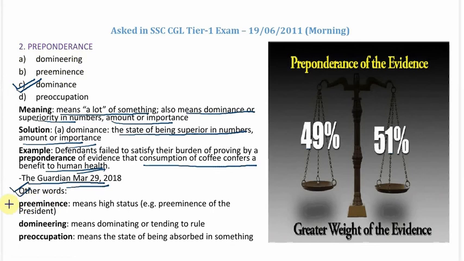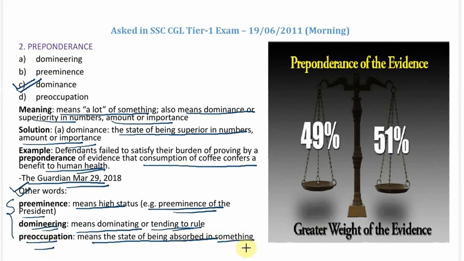The other words in this question are preeminence. Preeminence means high status. For example, you could say preeminence of the president. The next is domineering. Domineering means dominating or tending to rule. The final one is preoccupation, which means the state of being absorbed in something.